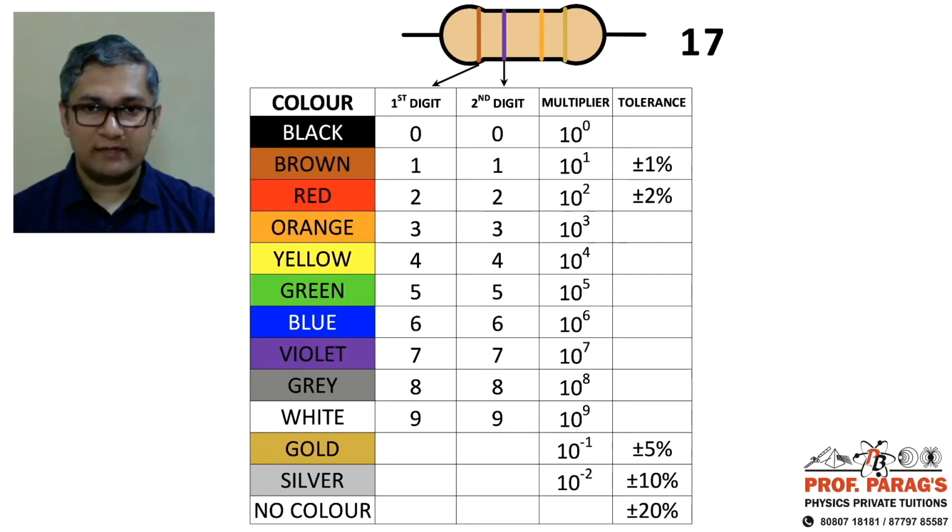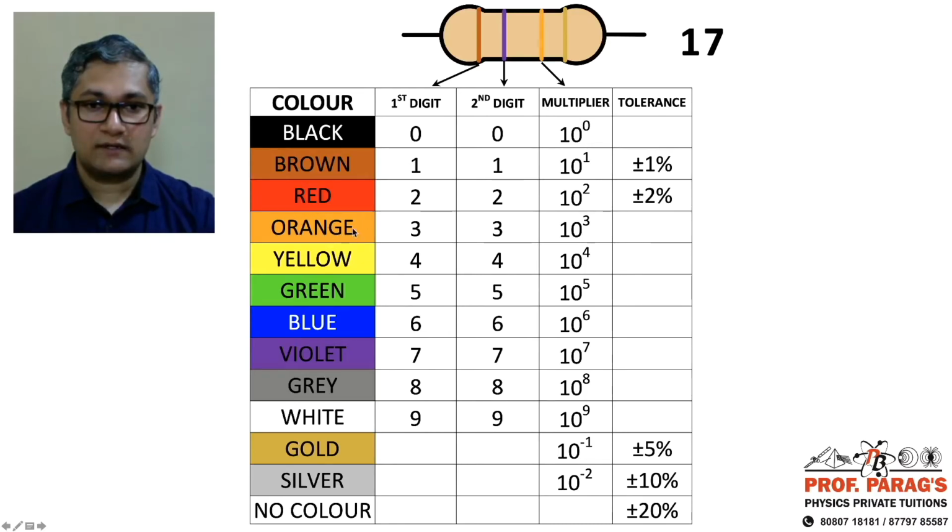So it is 17. I got my first 2 digits. What about the third digit? The third is not a digit. The third ring here is a multiplier. That means it is giving me a power of 10.